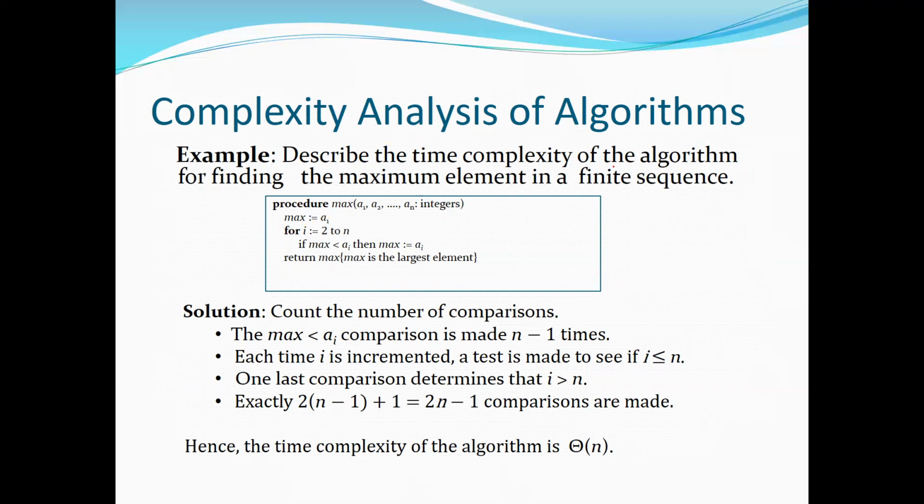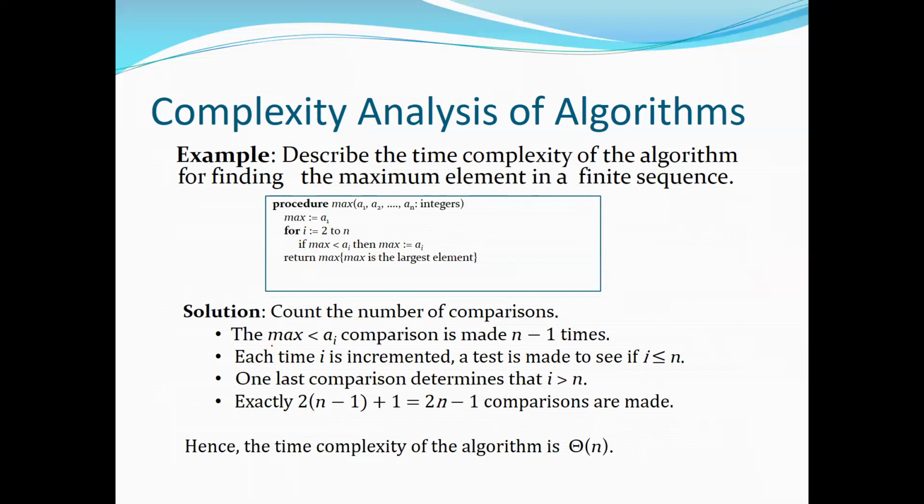So describe the time complexity of the algorithm of finding the maximum element in a finite sequence. So how can we do that? See the solution. Count the number of comparisons. What we do is count the number of operations. The basic operation is the comparison operation. So let's see how many comparisons this algorithm performs.